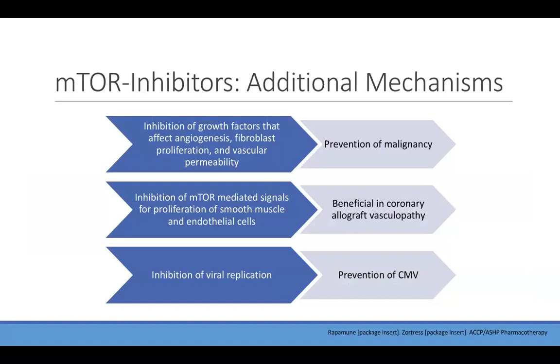which I have included here. So it inhibits growth factors that affect angiogenesis, which prevent malignancies. It can also inhibit mTOR mediated signals for proliferation of smooth muscle and endothelial cells, which is also beneficial to prevent CAV, which is coronary allograft vasculopathy. And it can inhibit viral replication, so it can be used to prevent CMV as well. So these are some considerations you can take as well.